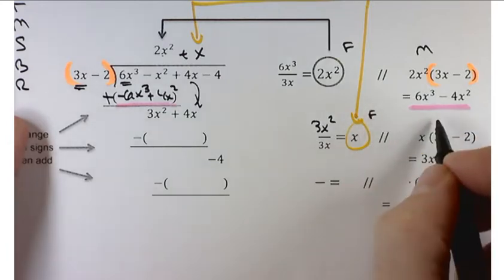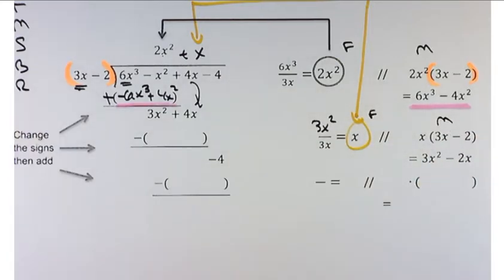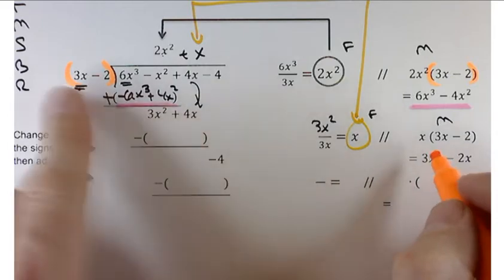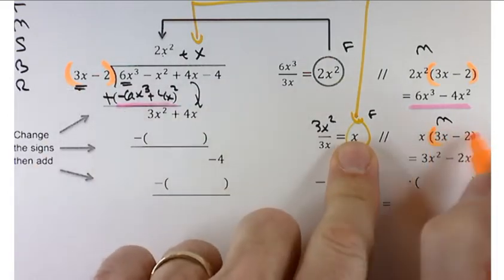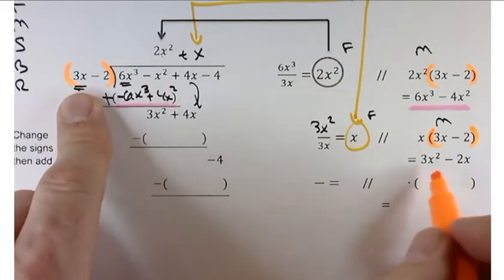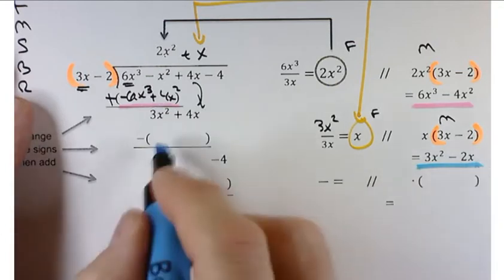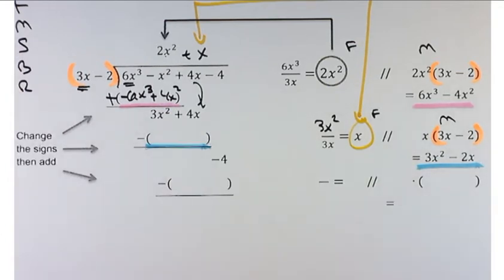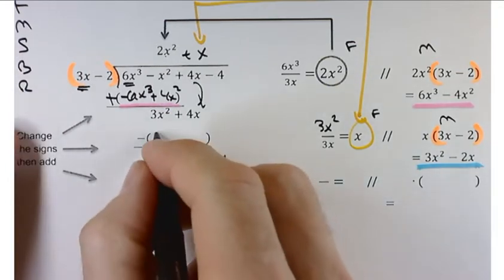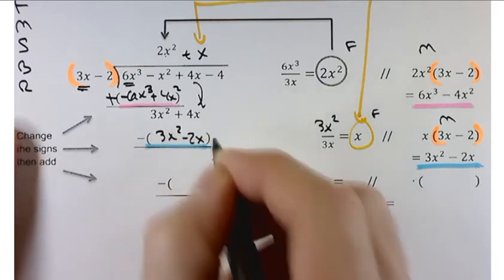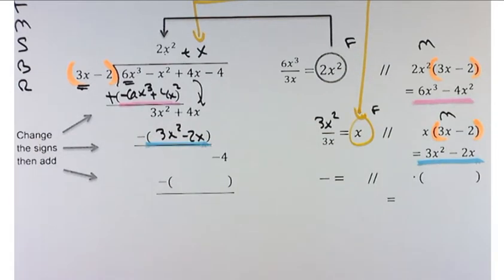The mother step, the multiplication, is to multiply that x by that term out in front. I get 3x squared minus 2x. Let's see. Let's do it this way. Blue here and blue here. 3x squared minus 2x. So I took that term here and I put it here.